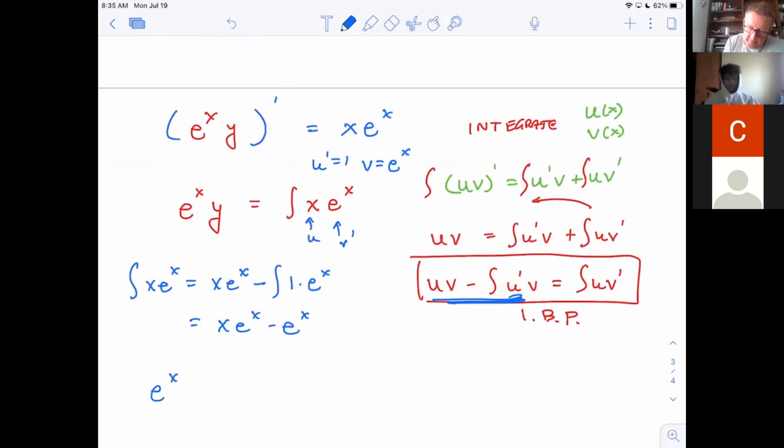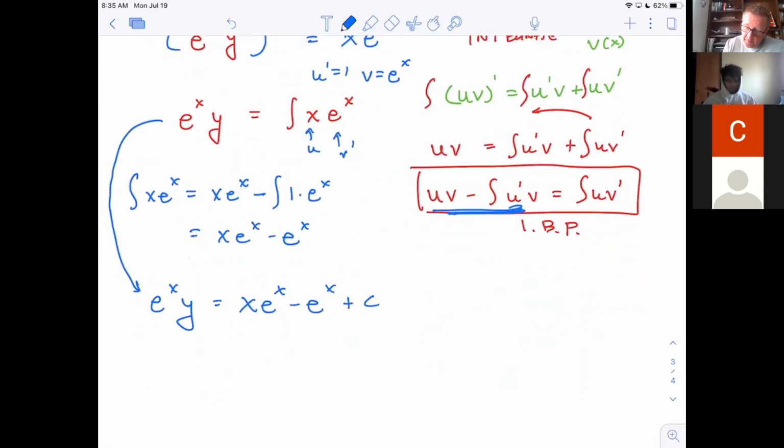So now I'm rewriting, going from here down to here. I'm saying e to the x y is equal to x e to the x minus e to the x. I didn't have to take the integral of the left side. I did take the integral of the right. I got an ugly answer. Remember, when you take an integral, there's really a plus c for a constant. And notice now how easy it is to solve for y. So y is equal to, I'll go ahead and write all of this out.